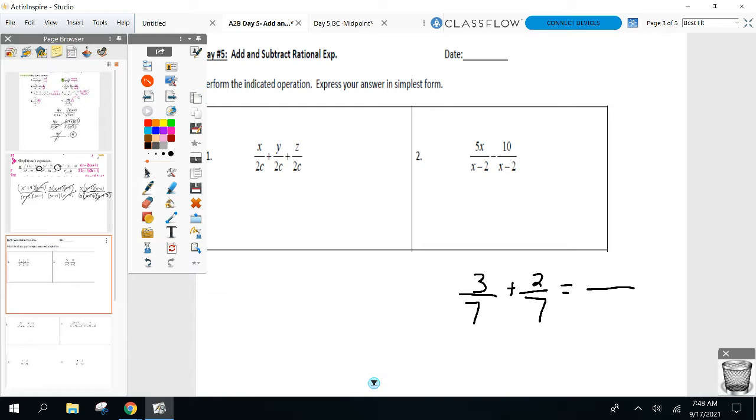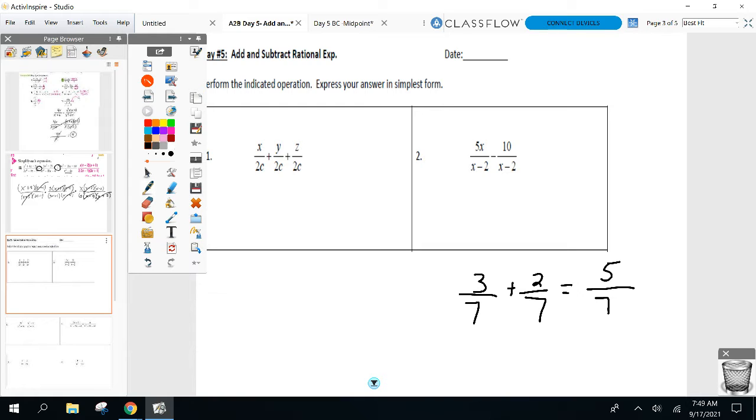Do I get 5 over 14? No. You keep the denominators the same. Once you get like denominators, you keep them the same, then either add or subtract your numerators. Okay, so keep that in mind as we're adding these fractions.